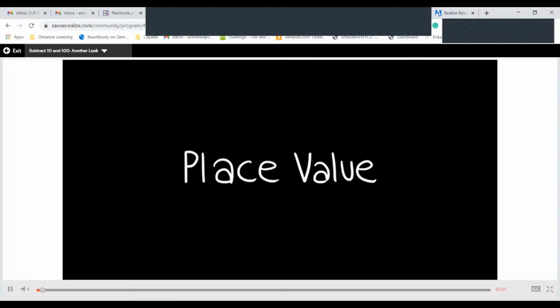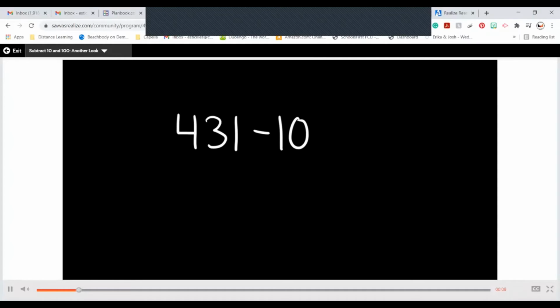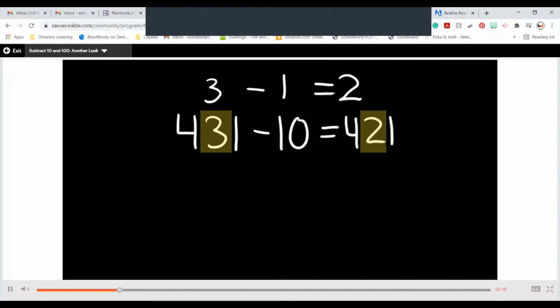Place value should have a place in your head because it helps you so much with mental math. Like here, 431 minus 10. If I subtract 10, the tens digit goes down by 1. I know that 3 minus 1 equals 2. That's super easy. So 431 minus 10 equals 421.